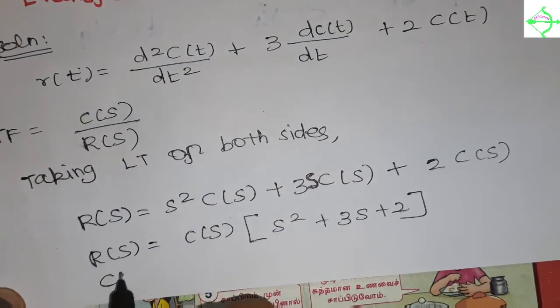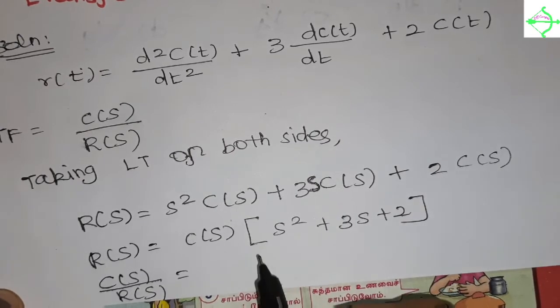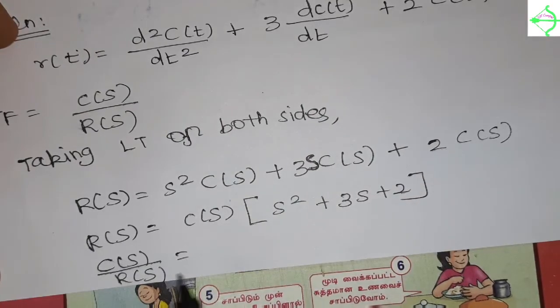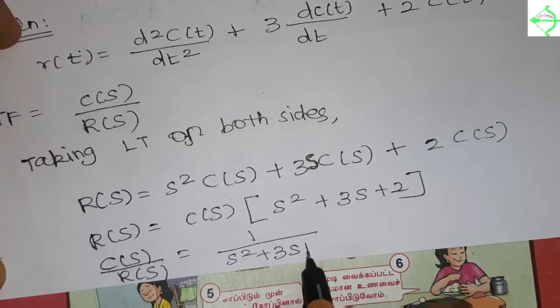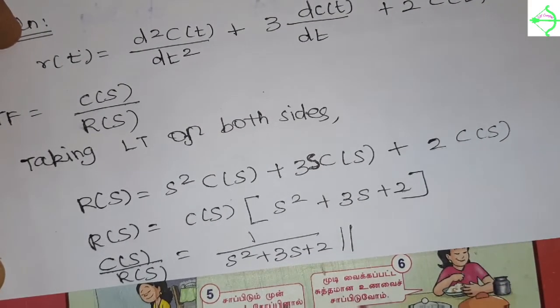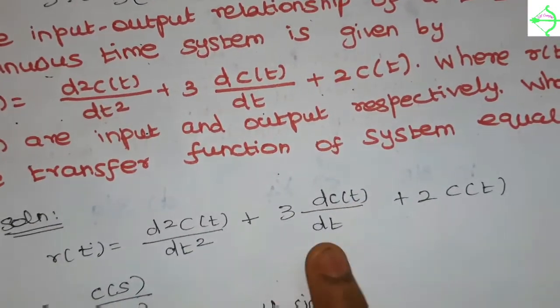C(s) divided by R(s) is 1 by s squared plus 3s plus 2. This is the transfer function for the given continuous time LTI system.